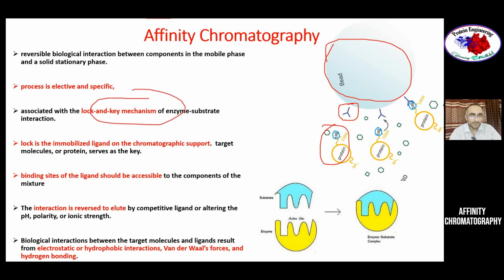For example, you have a substrate or inhibitor to the enzyme, and this is the enzyme which interacts with it. So this substrate can be immobilized to the stationary phase and used as a matrix in order to purify. The interactions between the ligand and the particular analyte are biological interactions. These are mainly electrostatic bonds, hydrophobic interactions, or van der Waals forces, which are involved between the ligand and the particular enzyme or analyte.